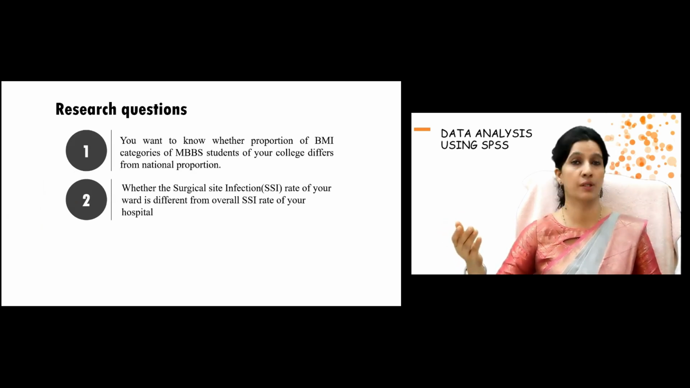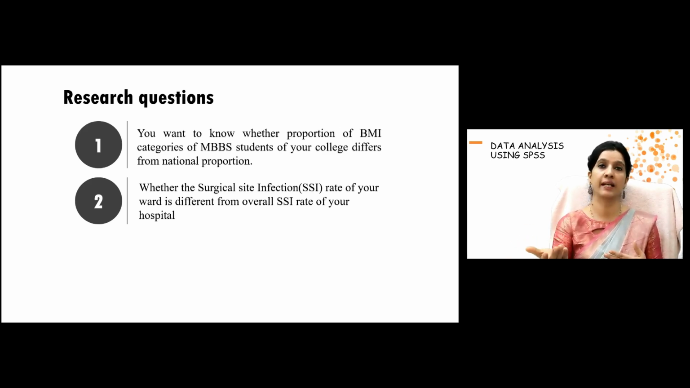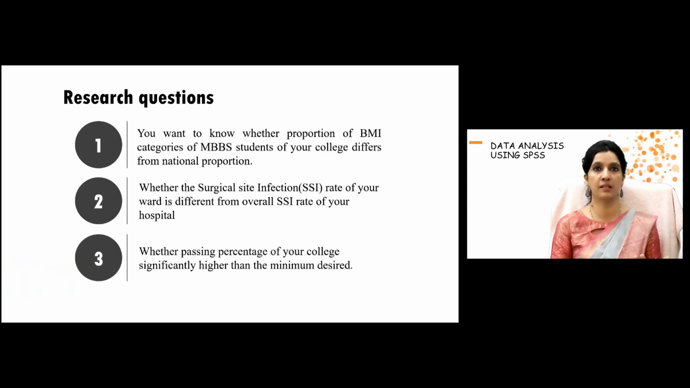The second research question would be, if I want to know whether the surgical site infection rate of my ward is different from overall surgical site infection rate of my hospital. So if there would be some rate of surgical site infection of a hospital, if I want to know whether my ward is less or more than the hospital, then again, this test is appropriate. The third question would be whether the passing percentage of my college is significantly higher than the minimum desired. Then again, I will follow this test.